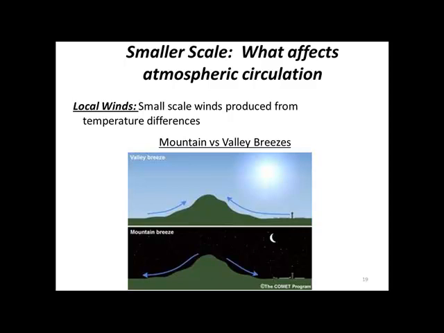During the night, mountain breezes occur. Air starts to cool down and starts to move downwards down the mountain. This can sometimes be detrimental for crops if it moves down and kills off crops.